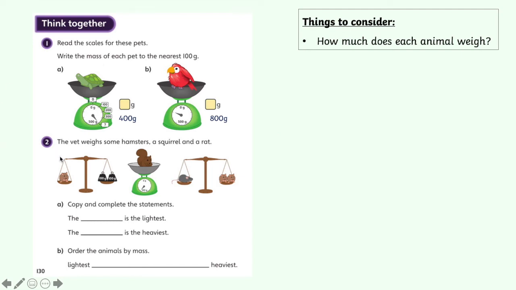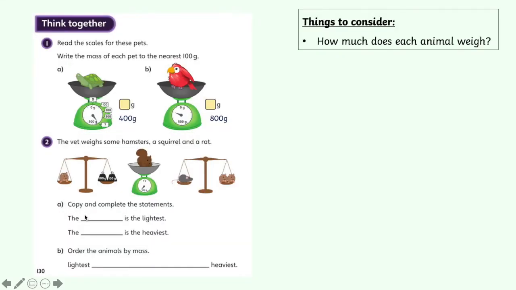Okay, question 2. The vet weighs some hamsters, a squirrel and a rat. And then we've got A, copy and complete these statements. So the something is the lightest, the something is the heaviest, and then we need to order all 3 of them by mass, by how much they weigh. So we're thinking about how much each animal weighs to work this question out. So click pause, have a go at part 2, and then click play when you're ready to go through the answers.